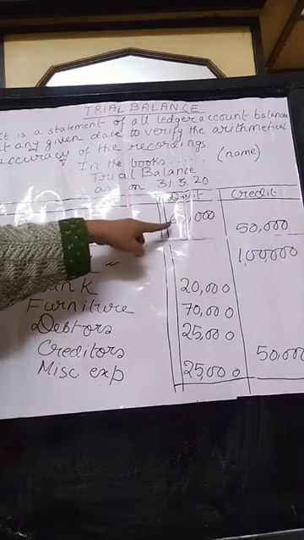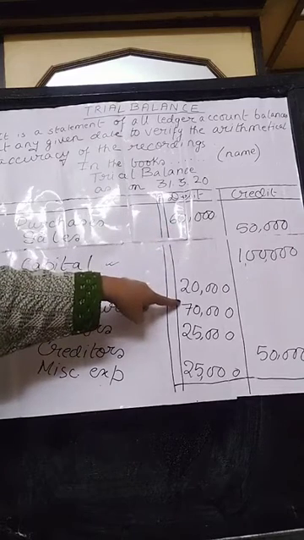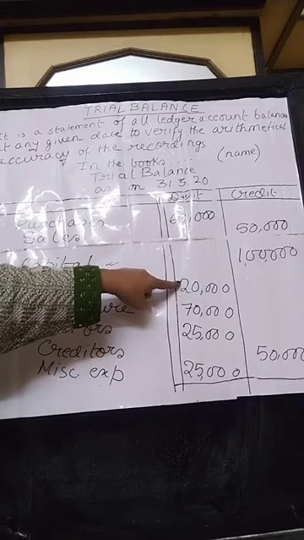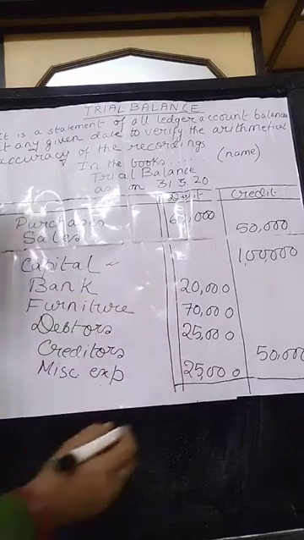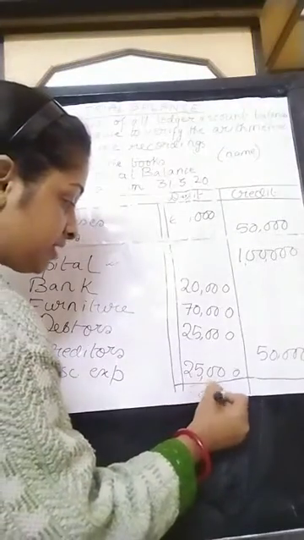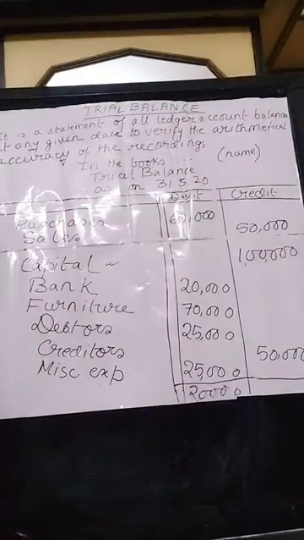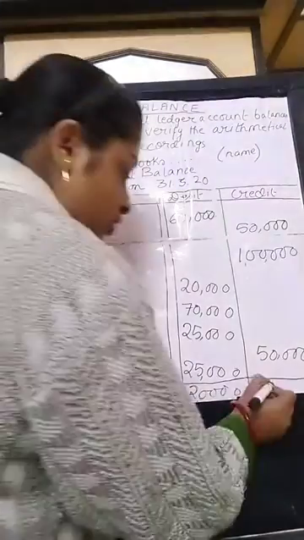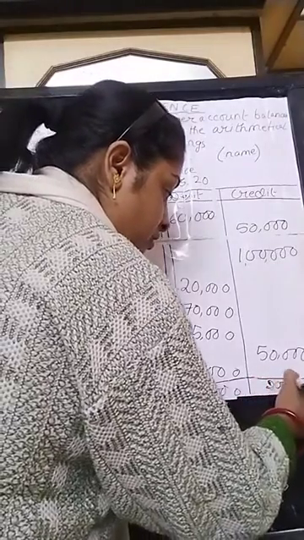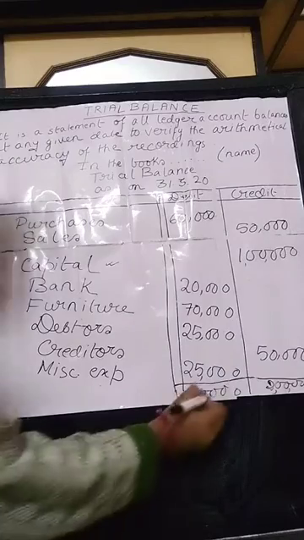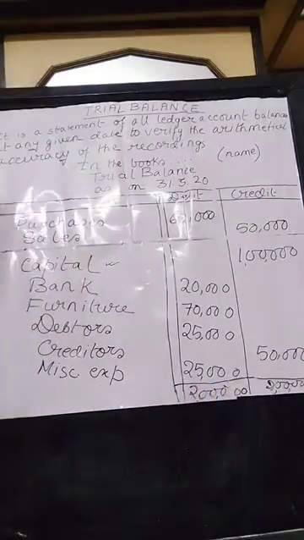So let's see what is coming. 60,000 and 70,000, 1 lakh 30, and 20, 1 lakh 50, and 50,000. That is 2 lakh coming on the debit side total. And what is coming on the credit side total? Again 2 lakh. So you can see that 2 lakh is coming on both sides, debit side and credit side total. So our trial balance is matching.